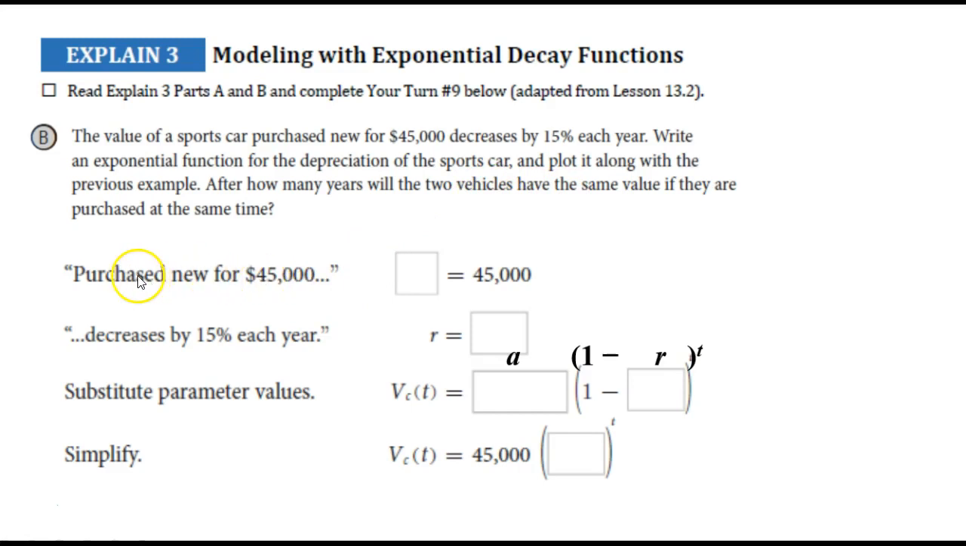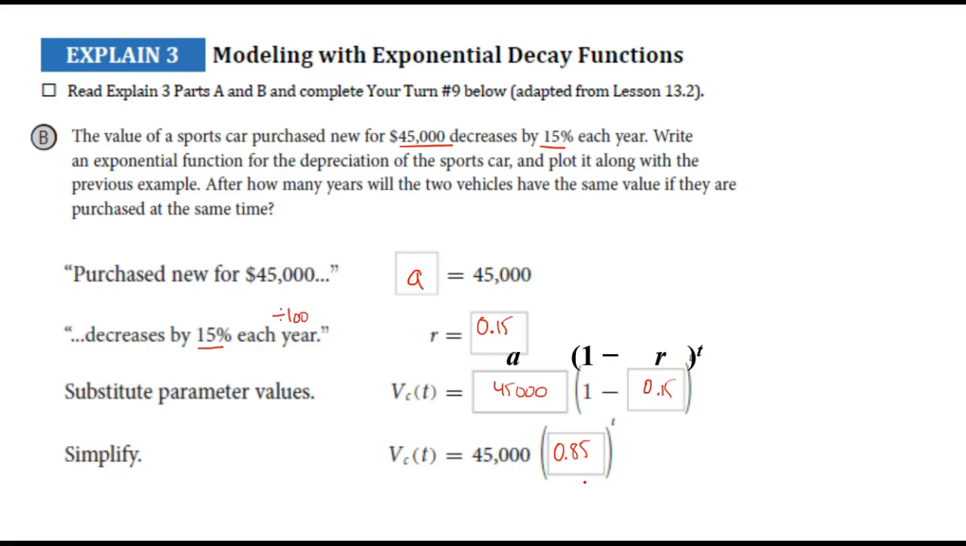First things first, let's identify our initial value. This car was bought for about $45,000, so that'll be our initial a value. The rate is 15%, and we change it to a decimal by dividing by 100. Go ahead and do that right now. You should have gotten 0.15. So let's plug in some values: 45,000 and 0.15. Take a minute to work out 1 take away 0.15, and you should have gotten 0.85.